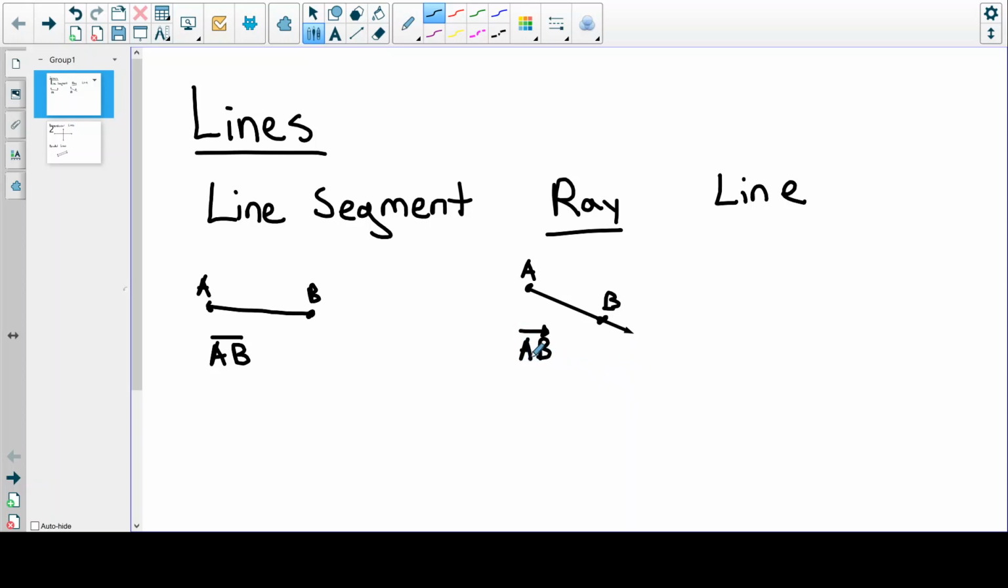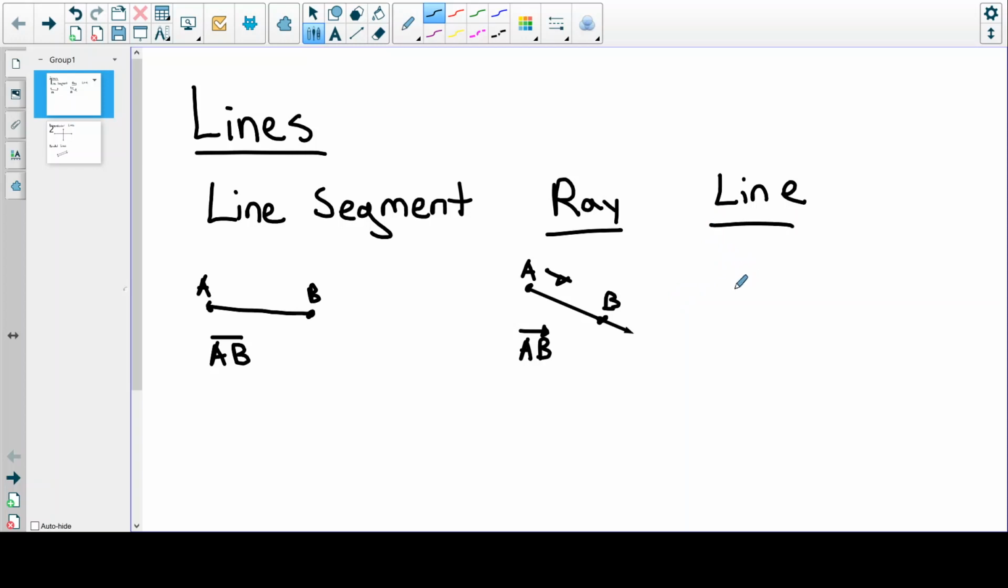So the notation for a ray is usually A to B, with the arrow over the B, indicating that B is on the line, but B is not infinite. B is just on the line, but the infinite direction is the direction going from A to B. You go from A to B, and the infinite direction is where the arrow indicates.